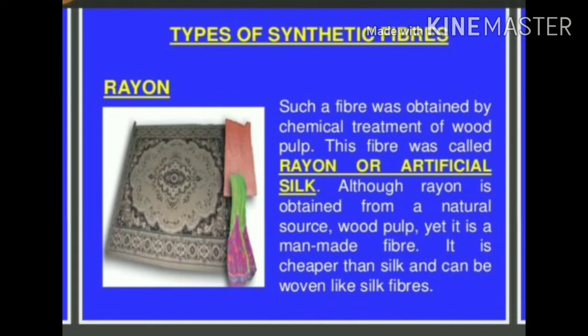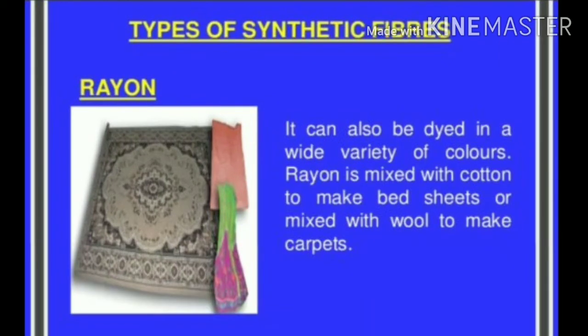Types of synthetic fiber: rayon. It can also be dyed in a wide variety of colors. Rayon is mixed with cotton to make bed sheets, or mixed with wool to make carpets.